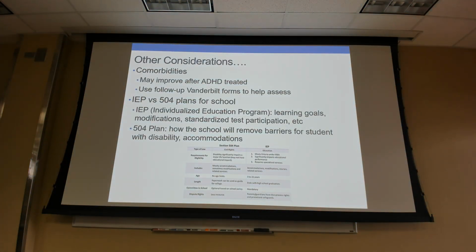Other things, those comorbid things, might improve. You might see that they were a really anxious child, but they were anxious because they couldn't pay attention. So you treat their ADHD, and now suddenly some of their comorbid conditions are much, much better. So some of those comorbid things improve once you start treating their ADHD. And you'll use those follow-ups to make sure that you are on the right path.